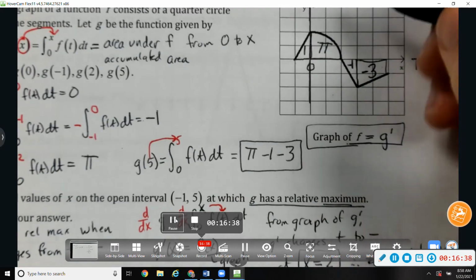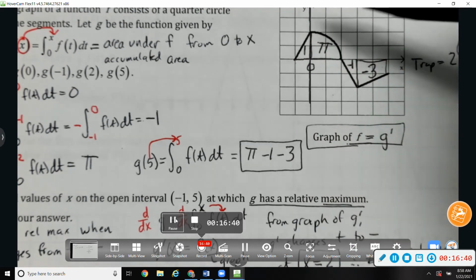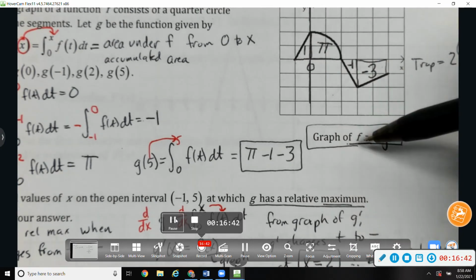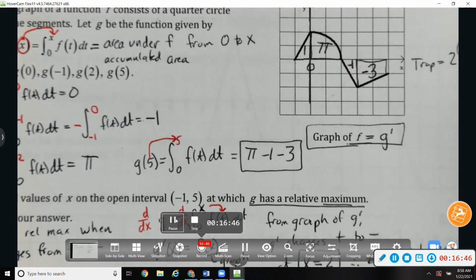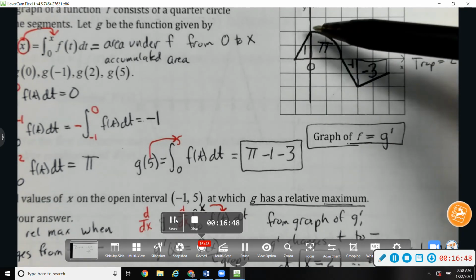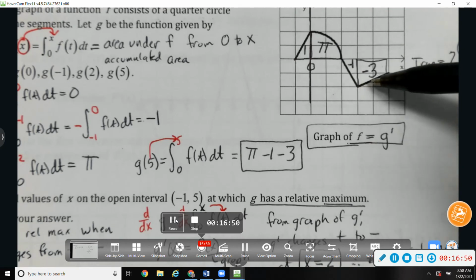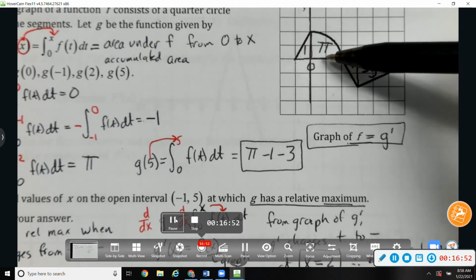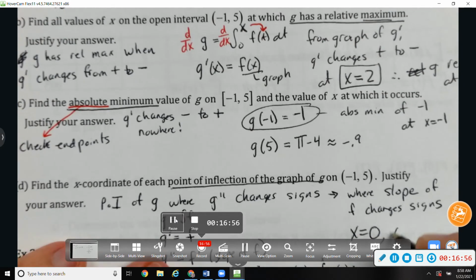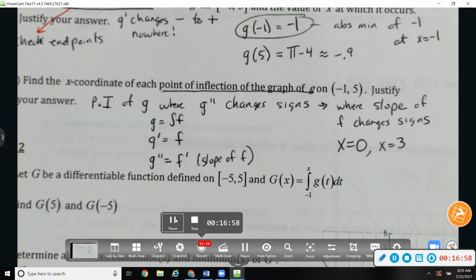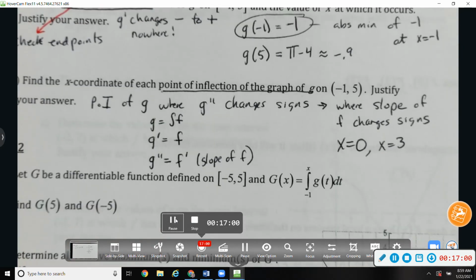Let's see, negative, negative, negative. Is there anywhere else where the slope of the graph changes signs? Yes. And what would that be? x equals 3. I can't count that high. 1, 2, 3. Changes from negative to positive. So x equals 0 and x equals 3.